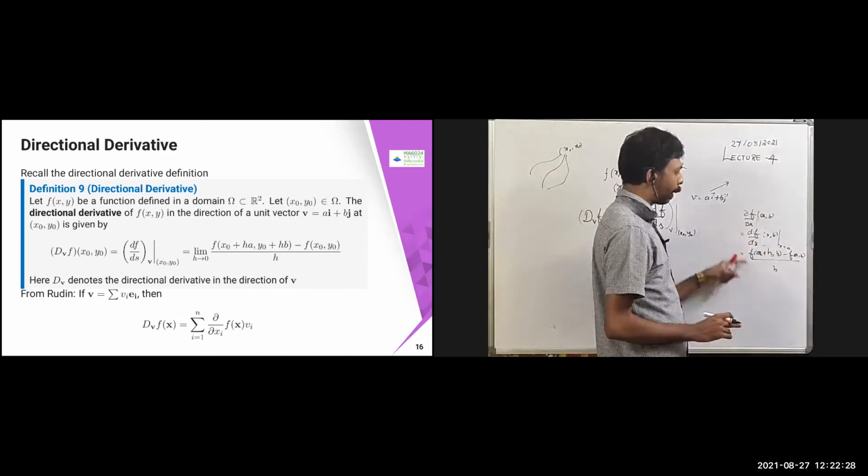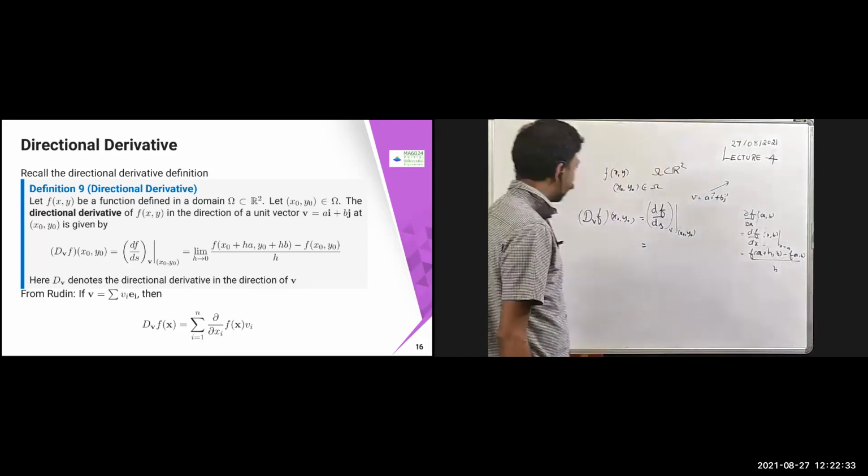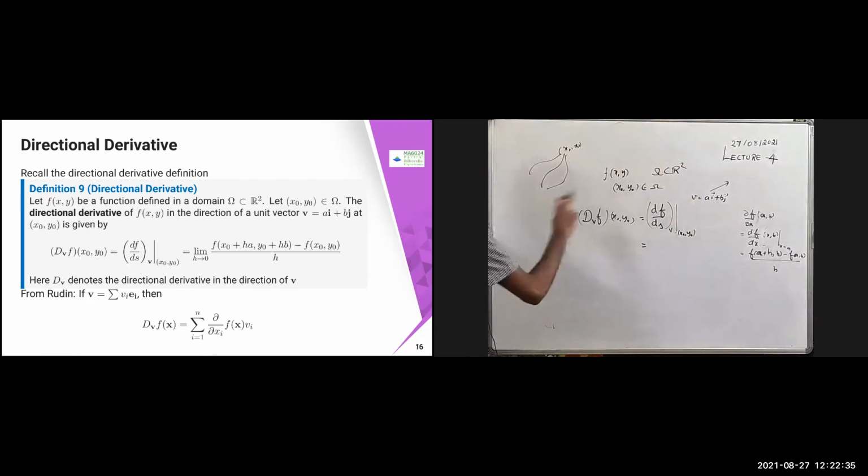Similarly, I used to define ∂f/∂y, where I keep a fixed and change y. In that case, I will be approaching through only one coefficient being fixed. That means I'm just going to approach through only one thing. Here I'm going to vary both the things simultaneously. Remember that here I'm going to vary both the things simultaneously.